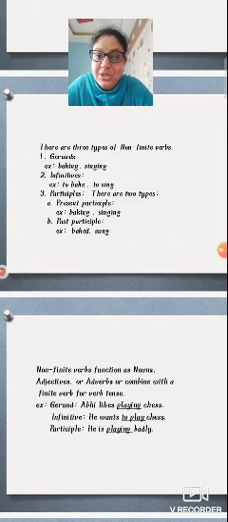And participles. There are two types of participles: the present participle and the past participle. You already have an idea that the present participle is baking and singing, ending with -ing, and the past participle is baked and sung. So it shows the past.